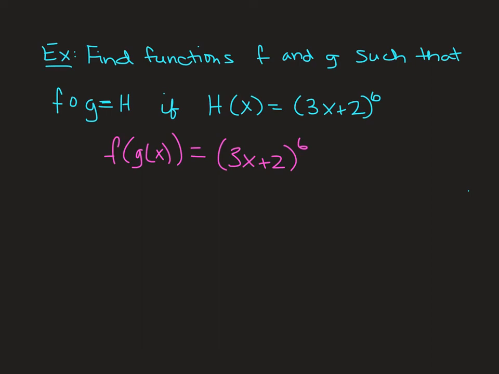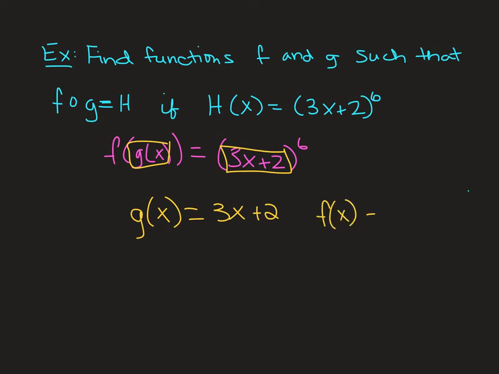For g of x, you'll have several possible answers, but I'm going to give you the most basic one. So this thing on the inside, we can say that that's our g of x. So we can say that g of x is equal to 3x plus 2. And then f of x, that's going to be our outer function, which is something to the 6th power, so we're just going to say x to the 6th power. By the way, make sure that you do use x for both of these functions. Otherwise it gets really messy. So this is my answer.